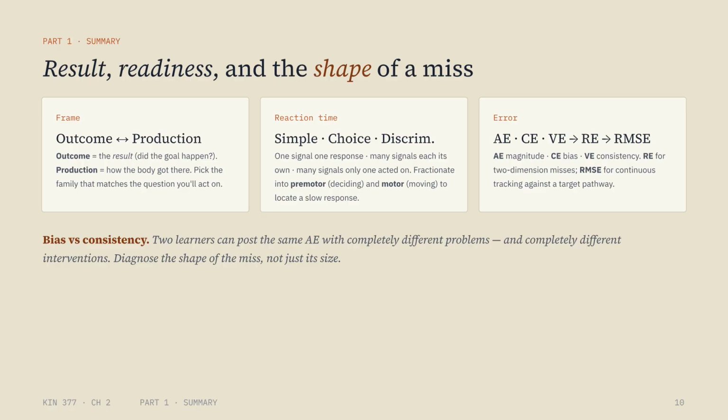RMSE for continuous tracking. The italics at the bottom is the line I want you to take into the rest of the chapter. Bias versus consistency. 2 learners can post identical AE scores with completely different problems and completely different interventions. Don't just measure how much someone missed, measure how they miss. Diagnose the shape of the miss, not just its size.